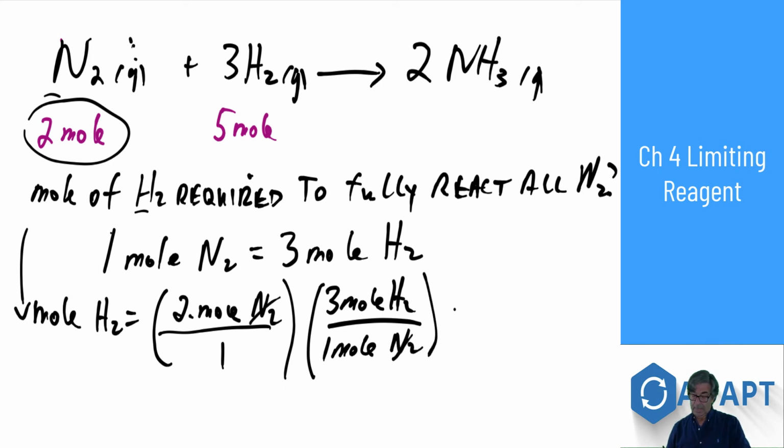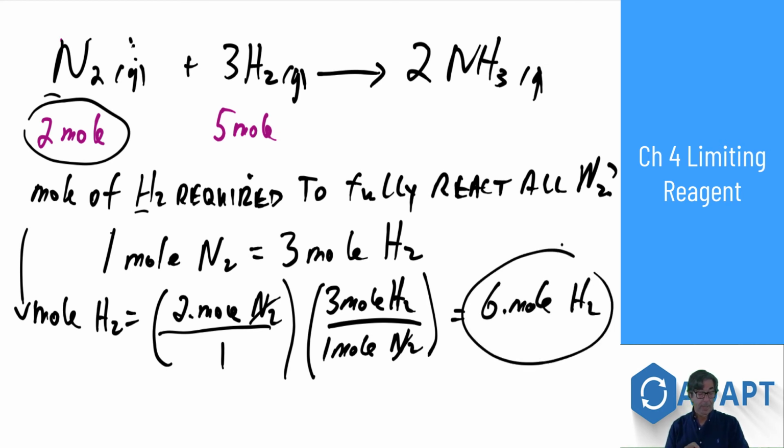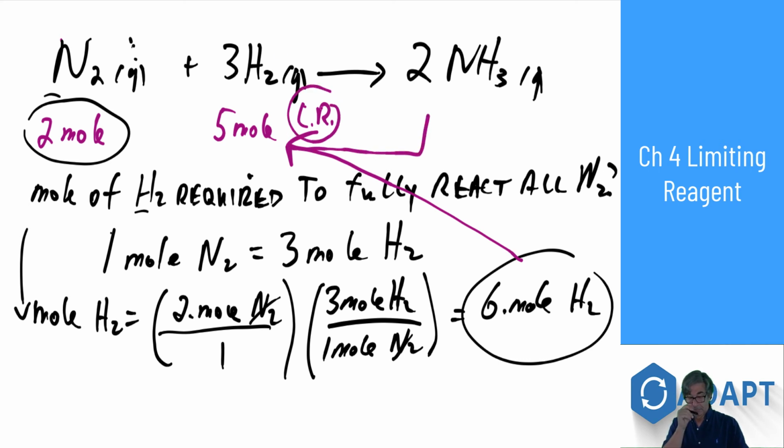With that, we identify how many moles of H2 would be required to fully react 2 moles of N2. It would require 6 moles of H2. And then we reflect back, how many moles do we have of H2? We only have 5 moles in this instance, so we do not have enough H2 to completely react all the N2, and therefore H2 is the limiting reagent. And all stoichiometric calculations of the product will be based on hydrogen.